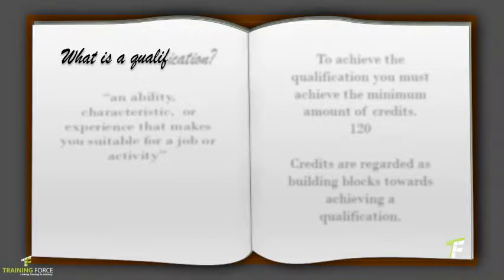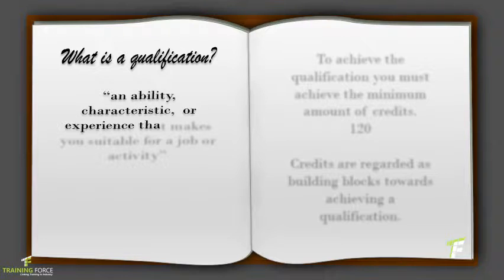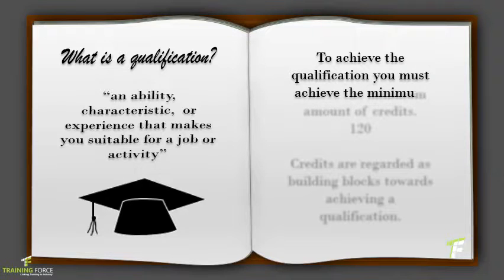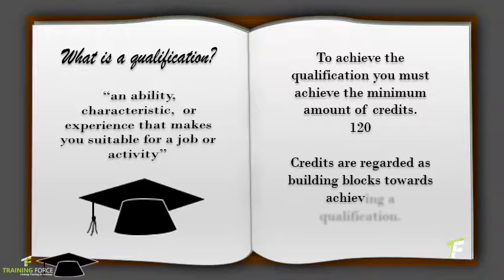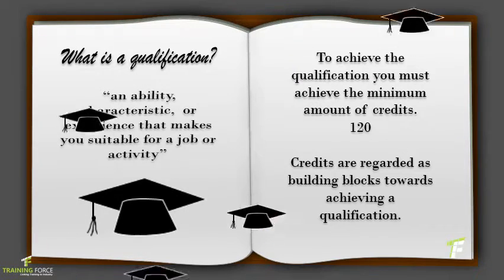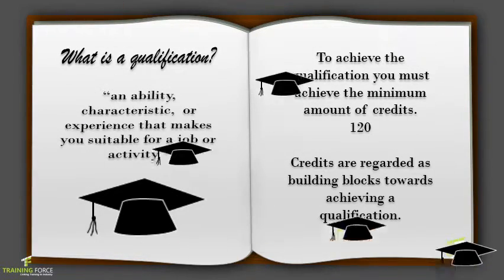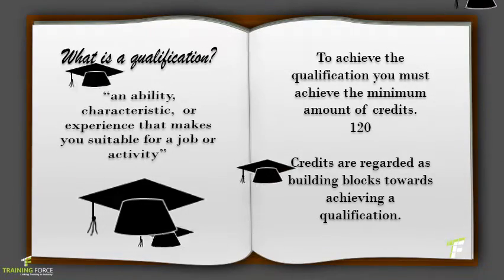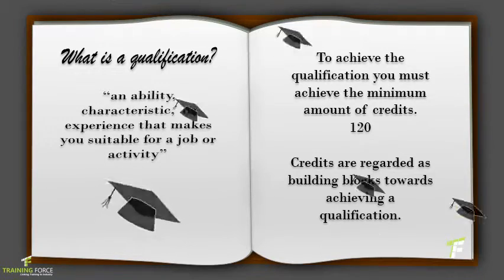What is a qualification? An ability, characteristic, or experience that makes you suitable for a job or activity. To achieve the qualification, you must achieve the minimum amount of credits, 120. Credits are regarded as the building blocks towards achieving a qualification. In this case, on successful completion of this qualification, Business Administration Services, you will be suitably qualified to provide a business administration service to organizations.